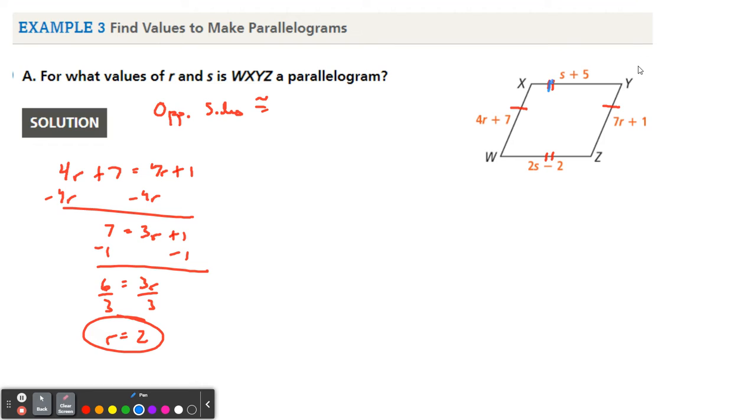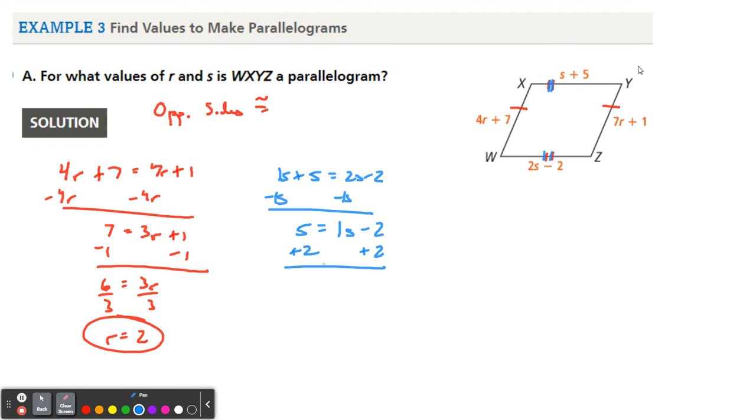To find S, again, let's use these two sides. So let's take S plus 5 and set it equal to 2S minus 2. I'll go ahead and subtract this S. It's just a 1S if you need to put the 1 in front. So the 1S is canceled. 5 equals 2 minus 1 is 1S minus 2.